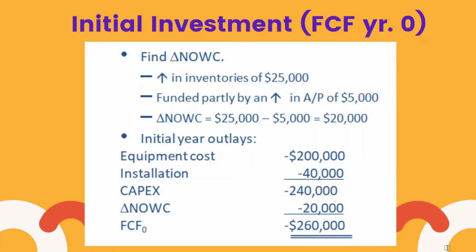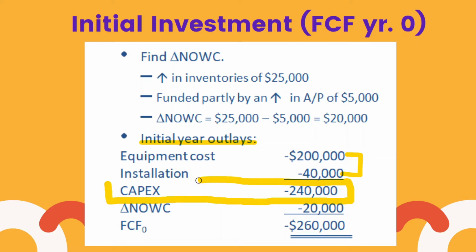Let's calculate the initial investment at time 0, or free cash flow at time 0. Let's recall that at time 0, we will not have any operating cash flows coming into the business. What we only have is the initial investment, or the initial cash outflow. The cost of the equipment consists of equipment cost and the installation cost. So the capital expenditures, or an investment in the fixed asset at time 0, will be equal to $240,000. This represents a cash outflow.